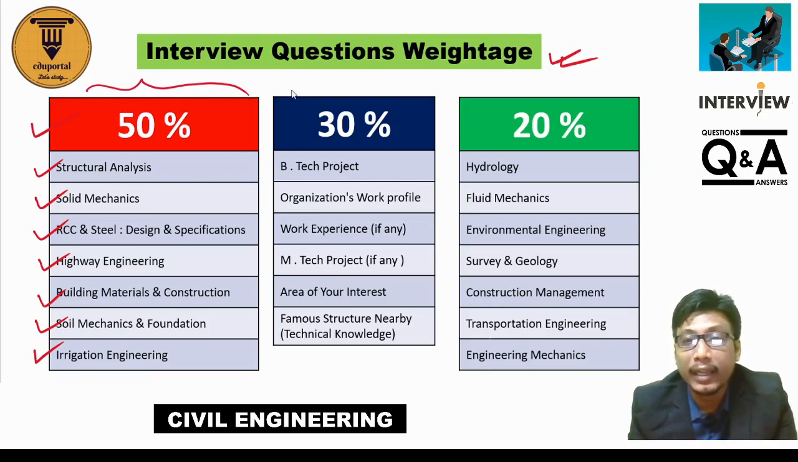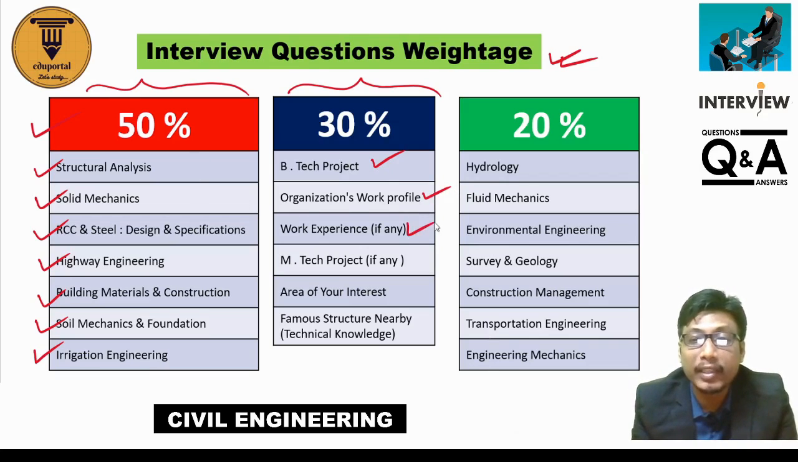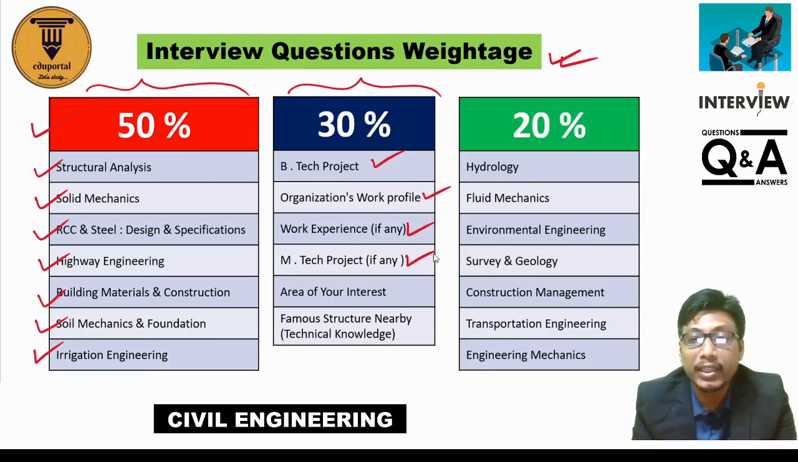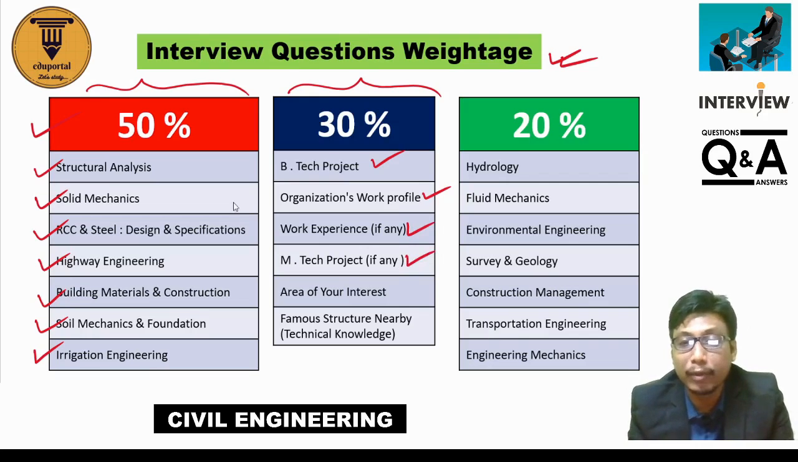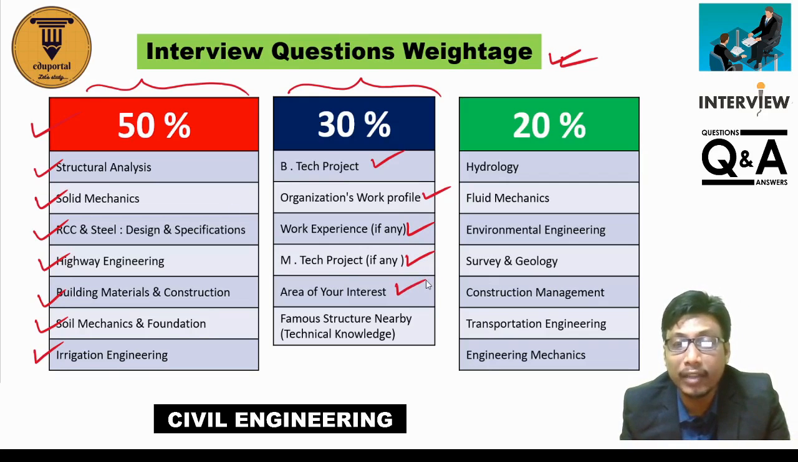Then 30% of the questions are asked from BTech project and the organization's work profile. So you need to know what kind of work that organization does. Then work experience, if you have any, then they will ask about it. Then MTech project, if you have one, then they will ask about it. Then area of your interest. Sometimes they ask you to tell 2 or 3 areas of your interest so that they can ask questions from there.